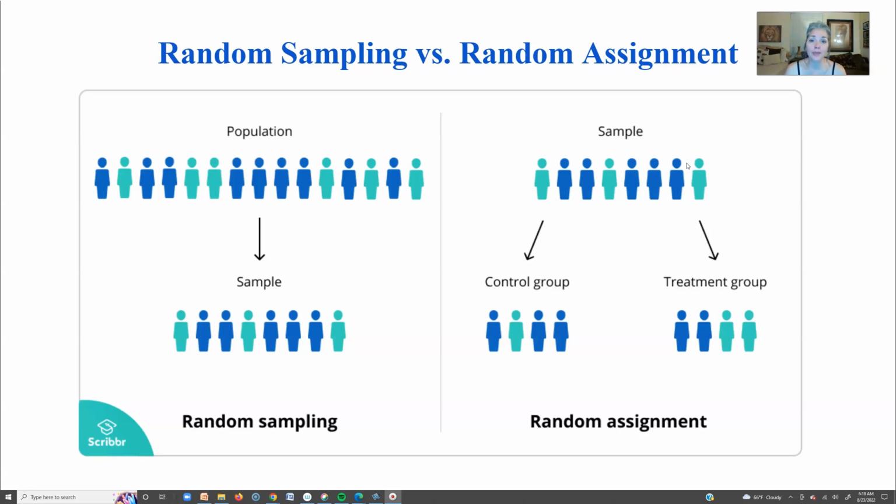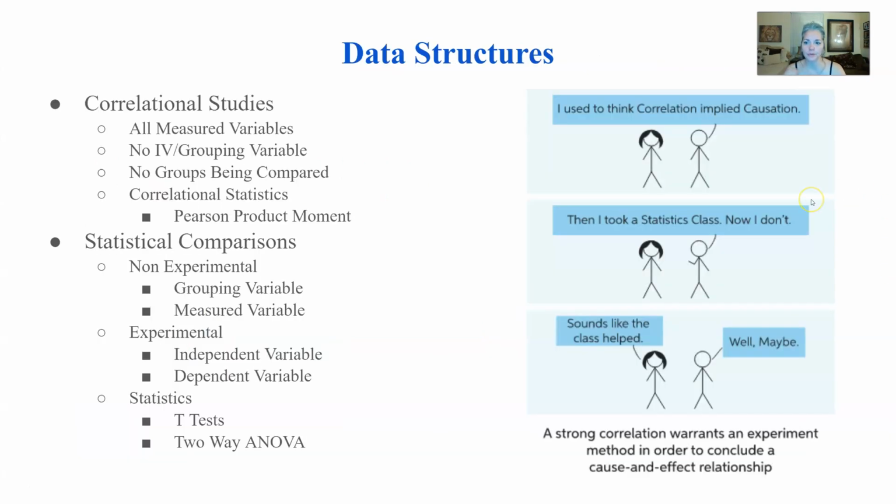So the most basic is when we divide the sample into a control and a treatment group, or a control and experimental group, and then we make comparisons between those two groups. So make sure you keep those separate in your head. You'll talk about them more as you progress through the class. Now let's talk about the different data structures in statistics.